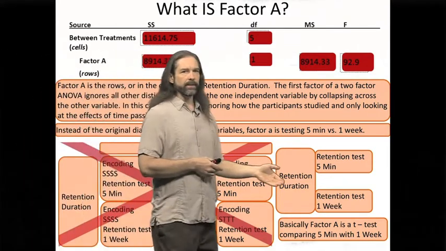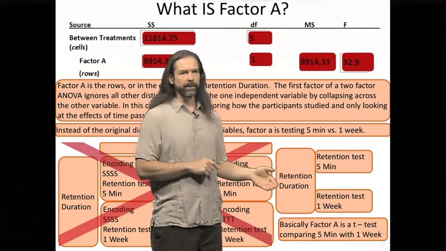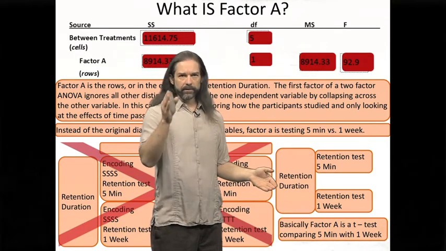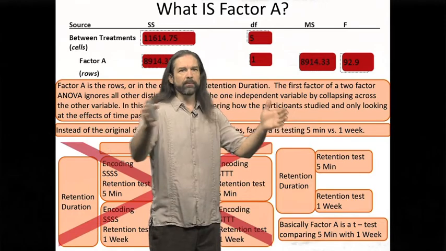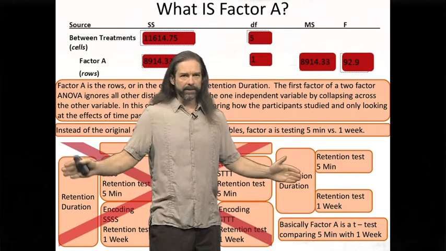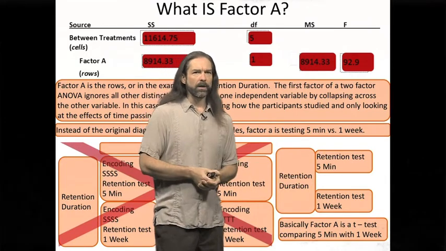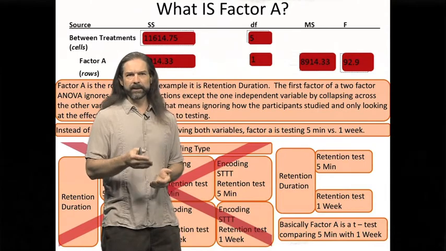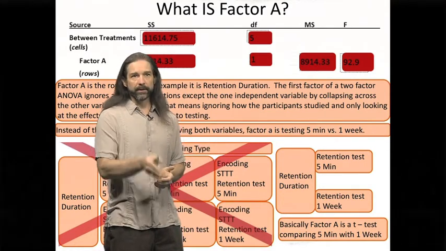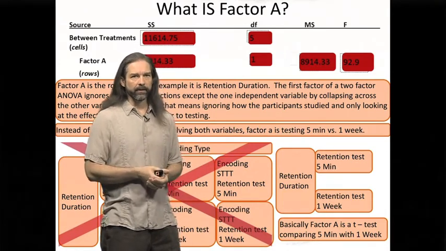So when I'm looking at this, what I'm basically saying is I don't care about anything else that you did. I'm ignoring what their study sessions were. I'm just grouping them all into one big 5-minute group. And then I'm taking the rest of them and grouping into one big 1-week group. This is also often referred to as collapsing across the other variable. I'm collapsing across encoding type, study type, and I'm just dumping them into the other variable.